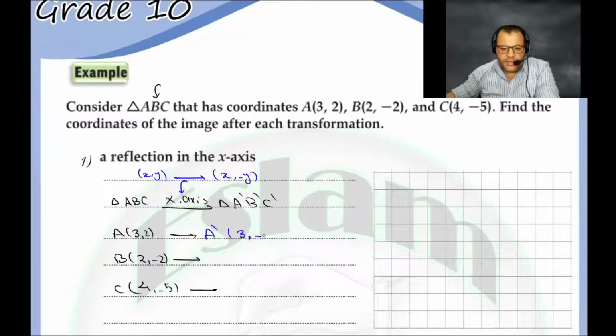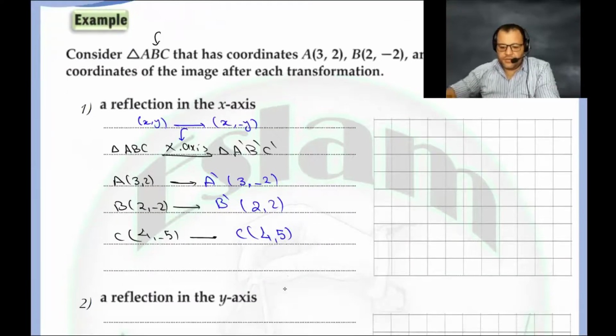So the image of A would be 3 and negative 2. B would be 2 and 2. C would be 4 and 5. Then you can graph the figure now. That's the coordinates.